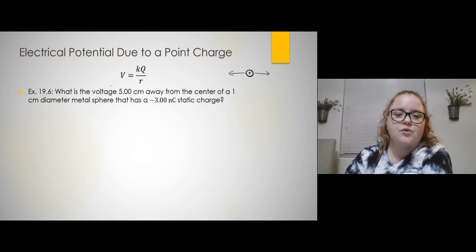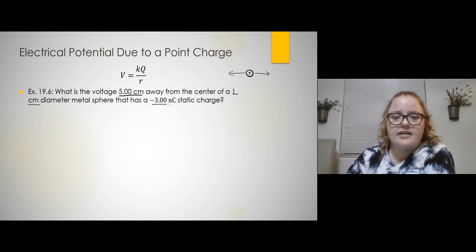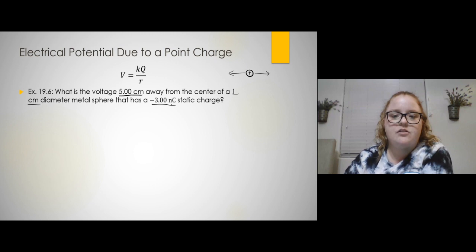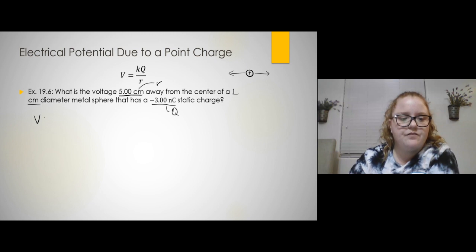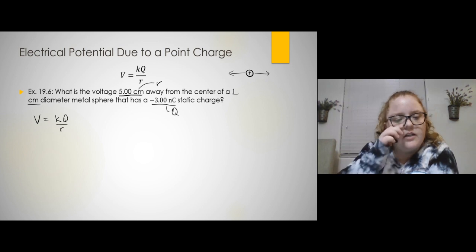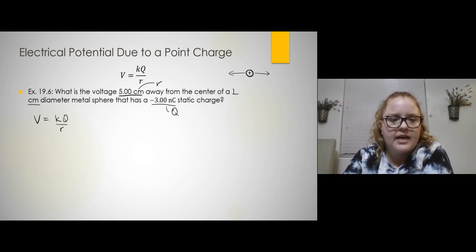So this first example states, what is the voltage 5.0 centimeters away from the center of a 1 centimeter diameter metal sphere that has a negative 3.0 nanocoulomb static charge. This is our charge, Q. This is our distance, r. We want to find our voltage. V is equal to k times Q over r. So let me find k, since it is a constant, real quick.